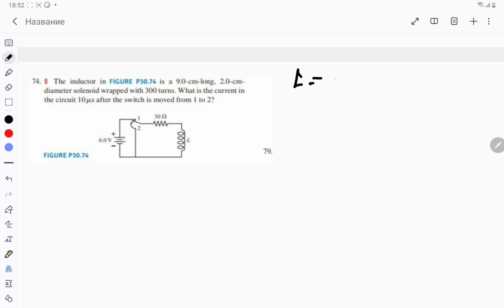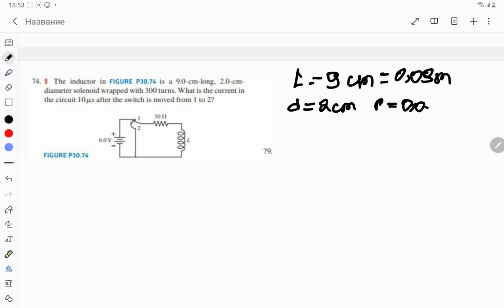Okay, L is equal to 9 centimeters. Let's change to meters. Okay, diameter is equal to centimeter, a diameter cylinder wrapped with 300 turns. Okay, we know the diameter. If we know the diameter, we can also find the radius. Radius is equal to diameter over 2. Okay, let me write in meters.